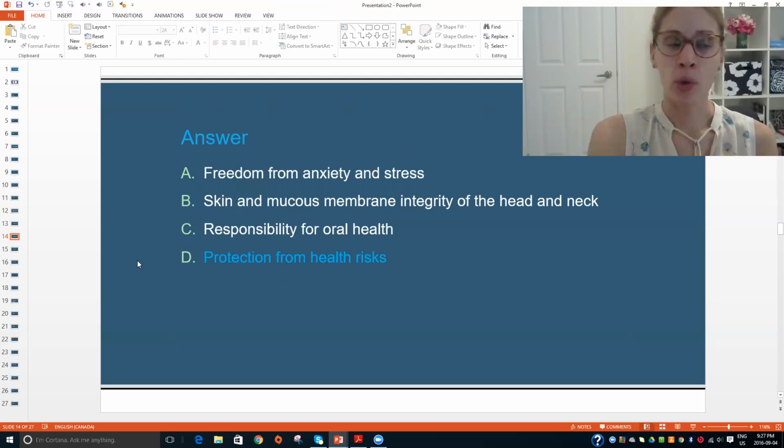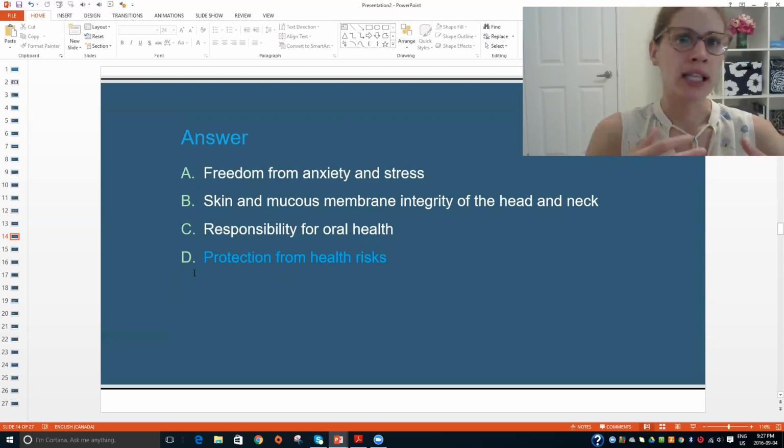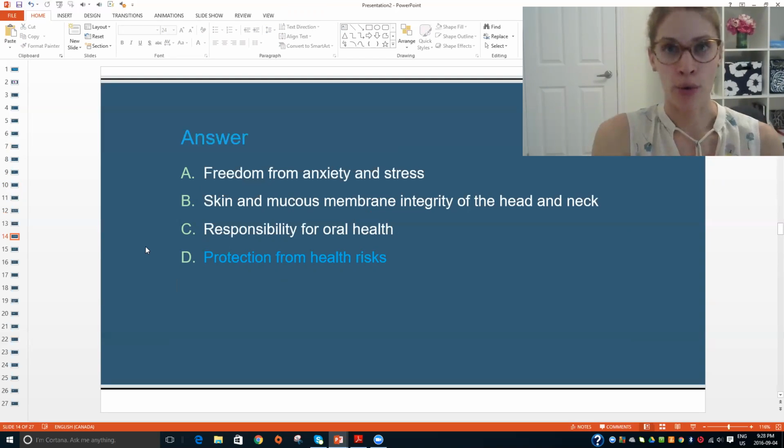Yes, Raj actually made a good point. So skin and mucous membrane integrity of the head and neck. Think of more extraoral and intraoral lesions. So yes, you are absolutely right. So if the gums are bleeding, there's inflammation, she said, recession, so anything like that, think inside the mouth. Protection from health risks are more external. So if they're not going to the doctor, if they're smoking, if they're drinking, if they know that they need to take antibiotics prior to their cleanings and don't, that is more protection from health risks.